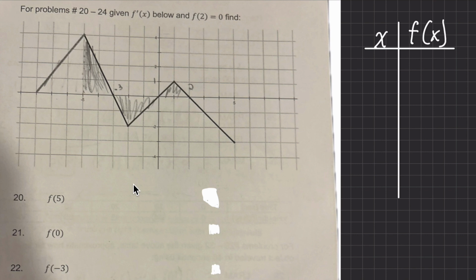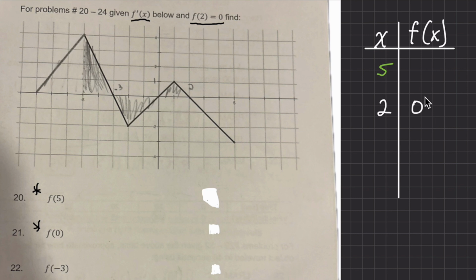We are given this graph of f prime of x, and we are also told that f of 2 equals 0 on the original function, and we are asked to find various other parts or points on the original function. So we have a table set up here, so let's go ahead and enter that when x equals 2, f of x equals 0. And let's investigate what f of 5 would be.